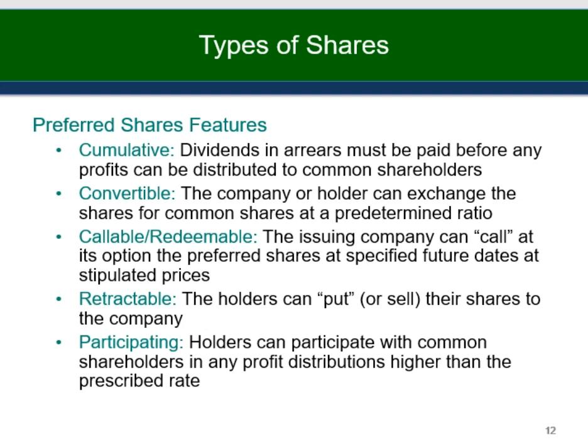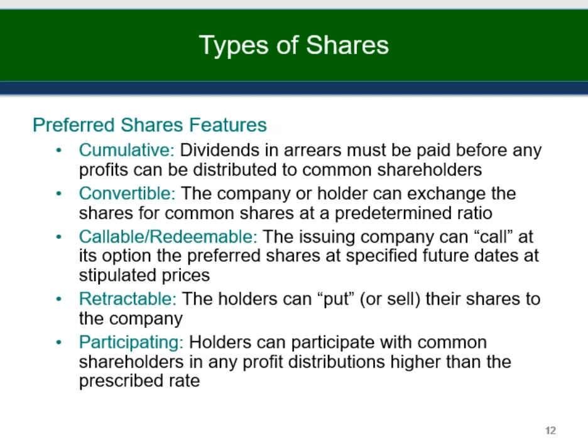Cumulative means that dividends in arrears must be paid before any profits can be distributed to common shareholders. So if we don't pay the preferred shares their dividend this year, then next year we have to pay them last year's dividends plus this year's dividends before we can pay the common shareholders any dividends. Convertible means that preferred shareholders may, at their option, exchange the preferred shares for ordinary shares on the basis of a predetermined ratio. They could be convertible into other securities, but in general, when you see the word convertible, it refers to conversion to common shares.